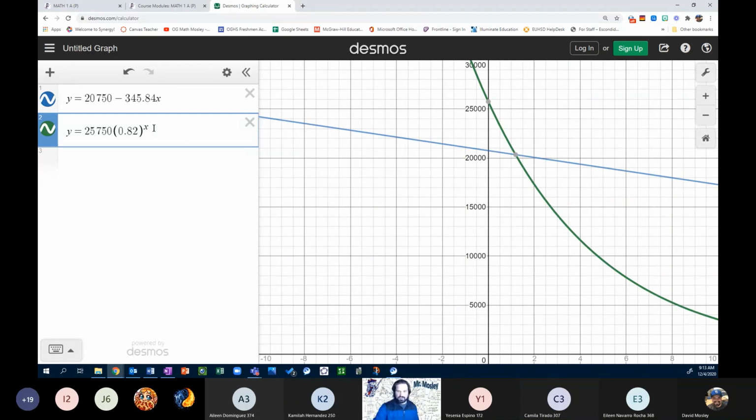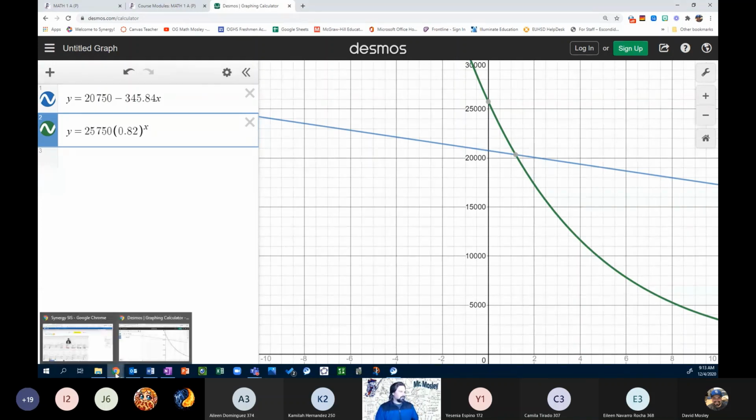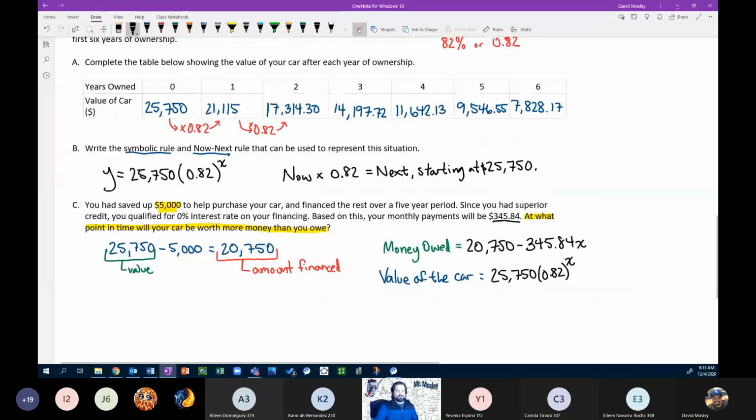So, we have an issue. Look back at our rules here. In our linear function, x is months. And in this function, x is years. I have to make an adjustment. I need to fix my x's, so to say, so that they're both using the same unit of time.